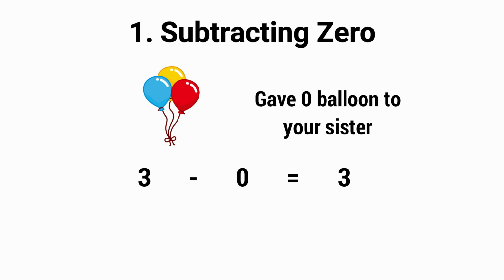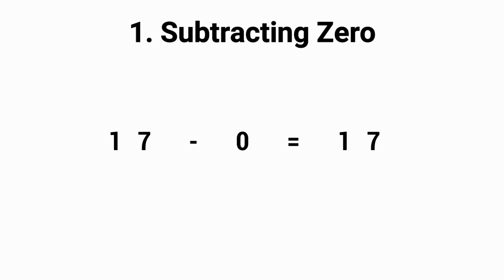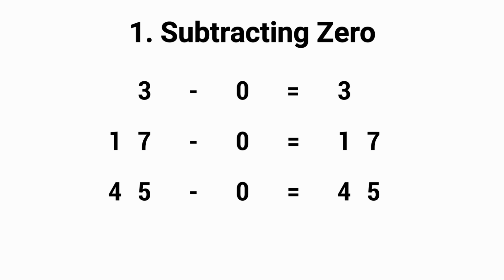So children, when we subtract 0 from a number, we get the same number. Like we had 3 balloons with us and 0 we gave. That means we still have all 3 balloons. Similarly, if we subtract 0 from 17, we will get 17 as the answer. And if we subtract 0 from 45, we will get 45. That means 3 minus 0 is equal to 3, 17 minus 0 is equal to 17, and 45 minus 0 is equal to 45.